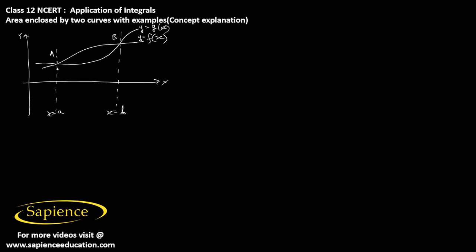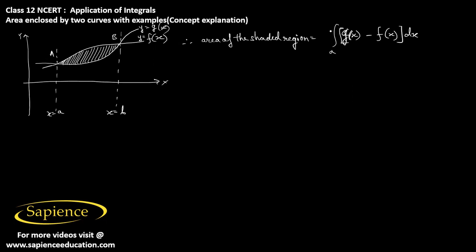So they will intersect on the straight line x equals a and on the straight line x equals b. So we need to find the area of this region. Suppose we need to find the area of this region which is enclosed by these two curves. So therefore the required area of the shaded region will be equal to the integral of g of x minus f of x dx, where x is going from a to b.